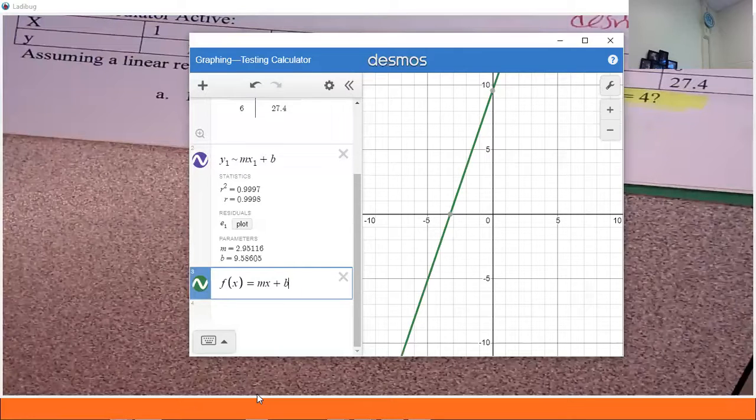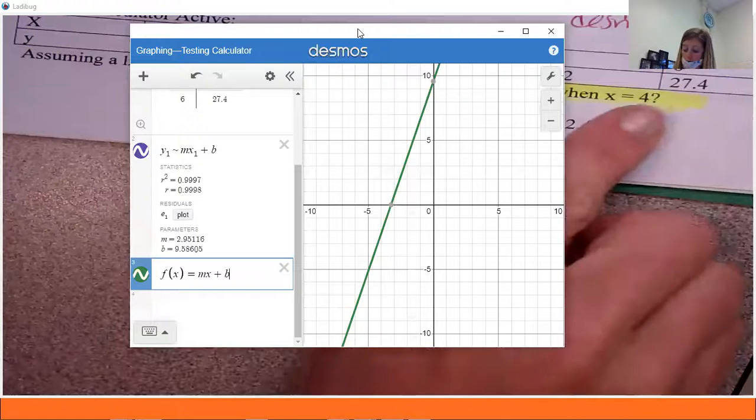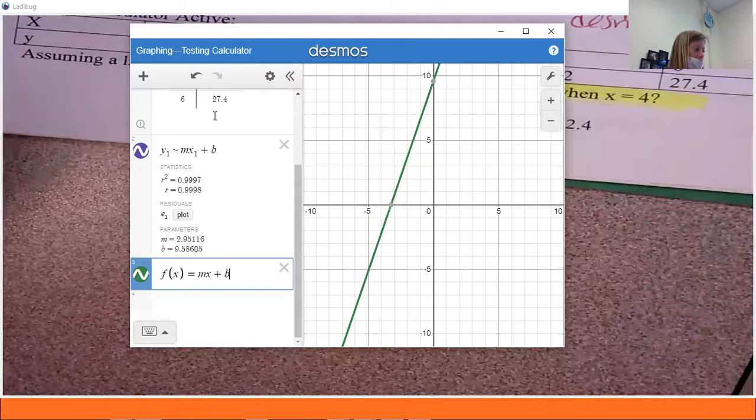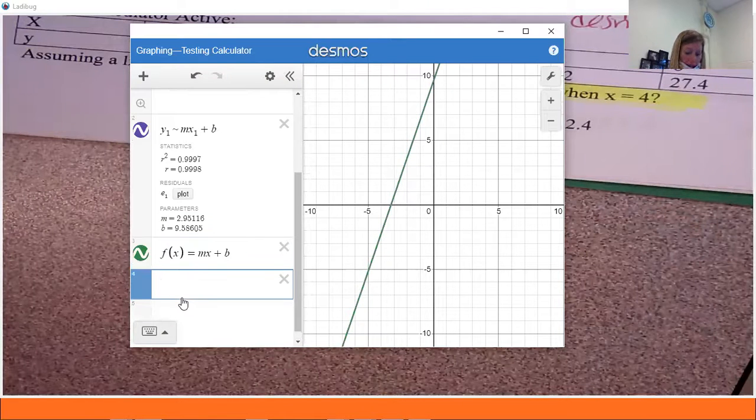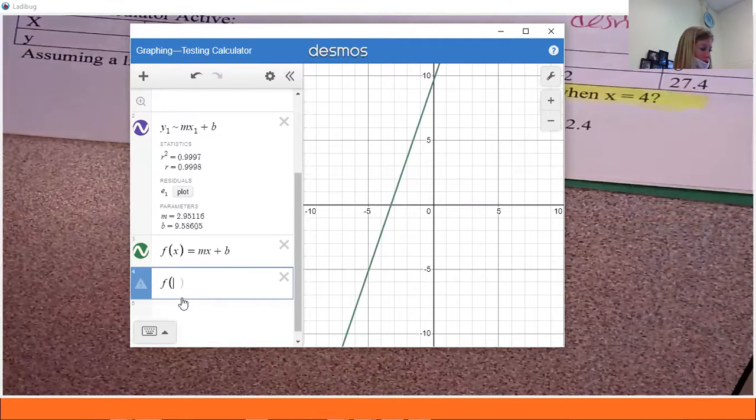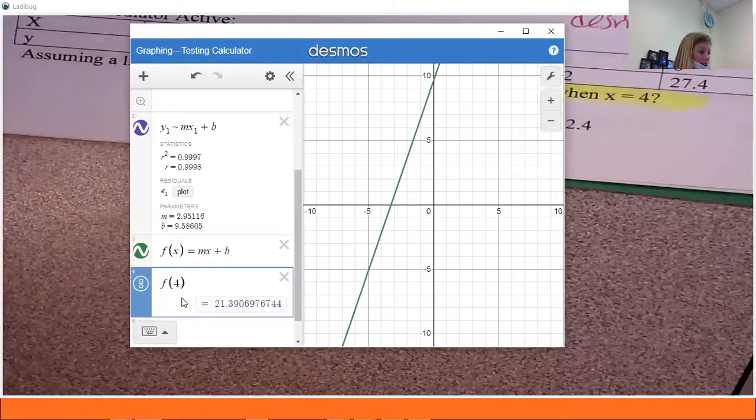Anybody need help? Okay. What did they give you? What number did they give you on the question? 4. And it's a what value? X. So it goes in the parentheses. So we're going to use the Desmos shortcut. We're going to say F parentheses 4. Instead of having to try to find it on the graph, type that in. And what does Desmos give you for the answer?